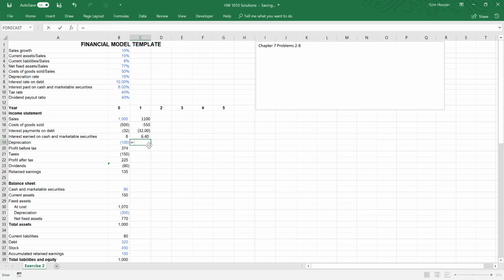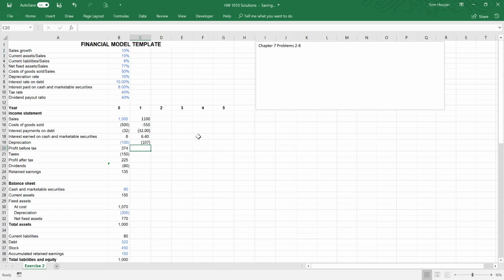Our depreciation, I'll put in a negative sign, is 10% times the average fixed assets at cost. And what that is, is the cumulative fixed assets that have ever been invested in by the firm since the beginning of the firm's existence. Again, we want to use the average of the beginning of the year and the end of the year.